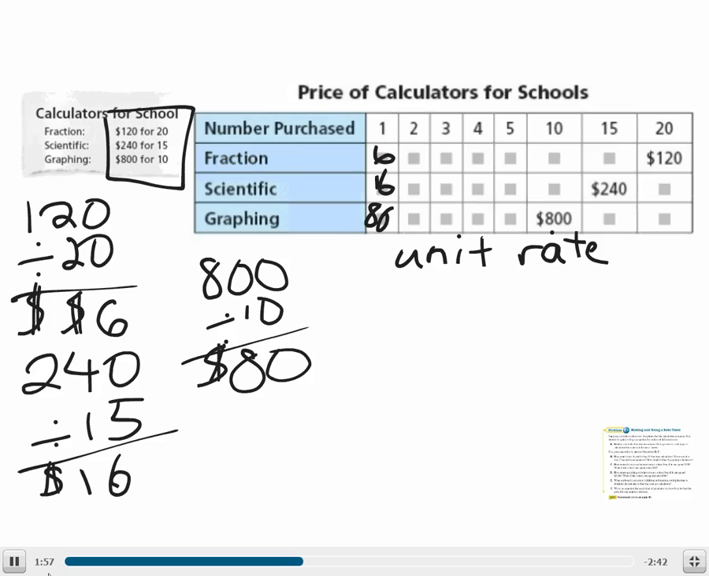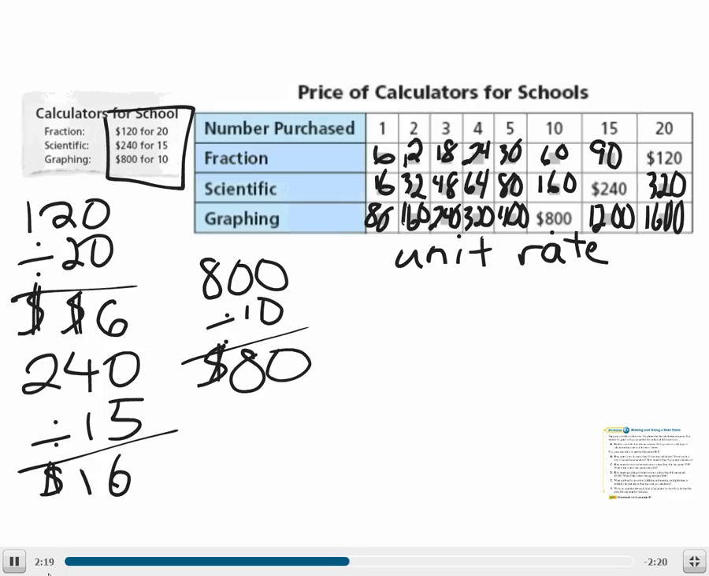Now what we can do is take those prices and multiply them times however many we're going to purchase. So 6 times 2, 16 times 2, 80 times 2. Let's fill this in right now. Pause the video and we can start multiplying on our calculators. All right, these are the numbers that I got. Please check them with your work. It's 400 right there.